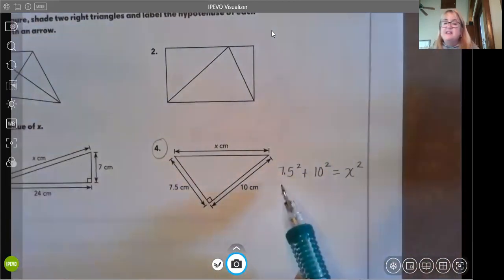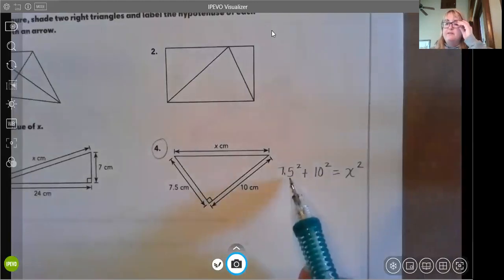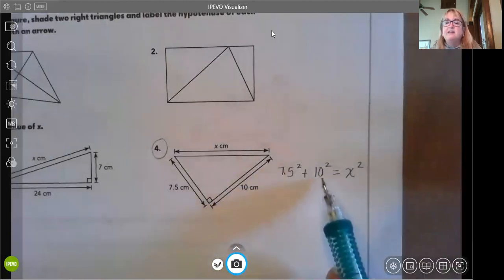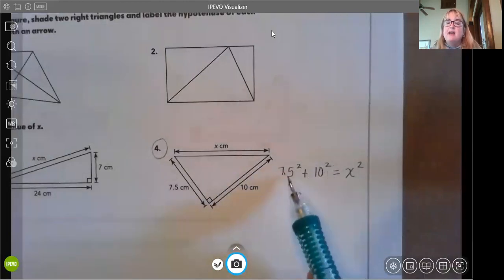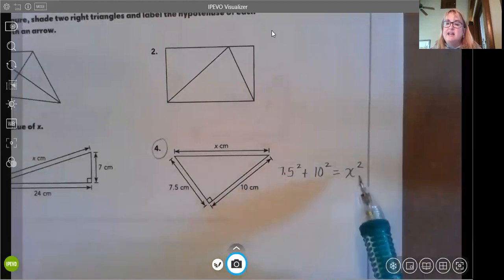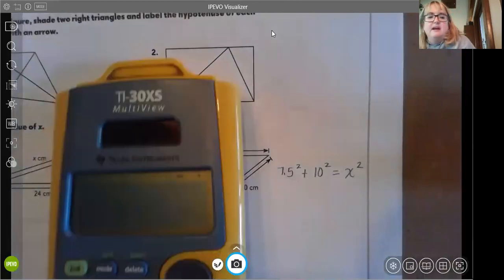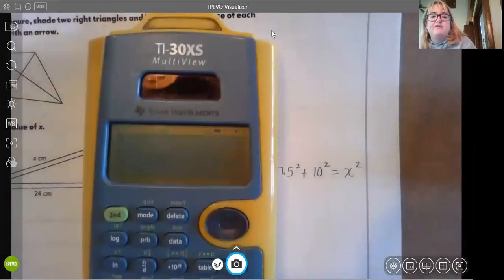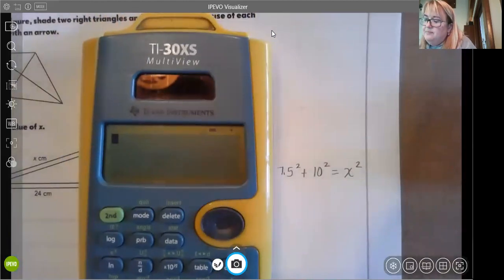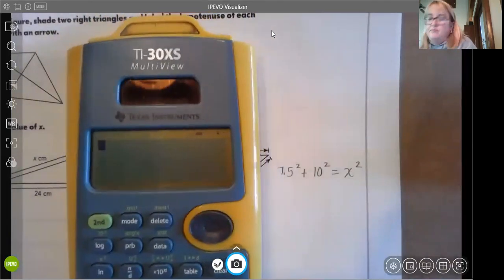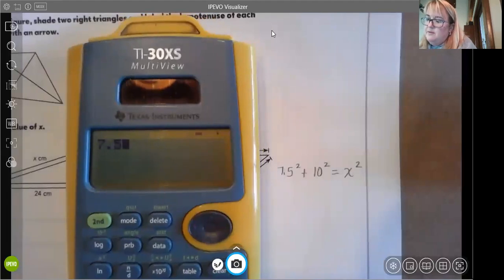So again, here's the length of leg a. It really doesn't matter which one you call a and b, but here's the length of one of the legs squared. Here's the length of the other leg squared. And when you add those two numbers together, it equals x squared. So you definitely want to use your calculator for this. So we are going to do 7.5 squared plus 10 squared.